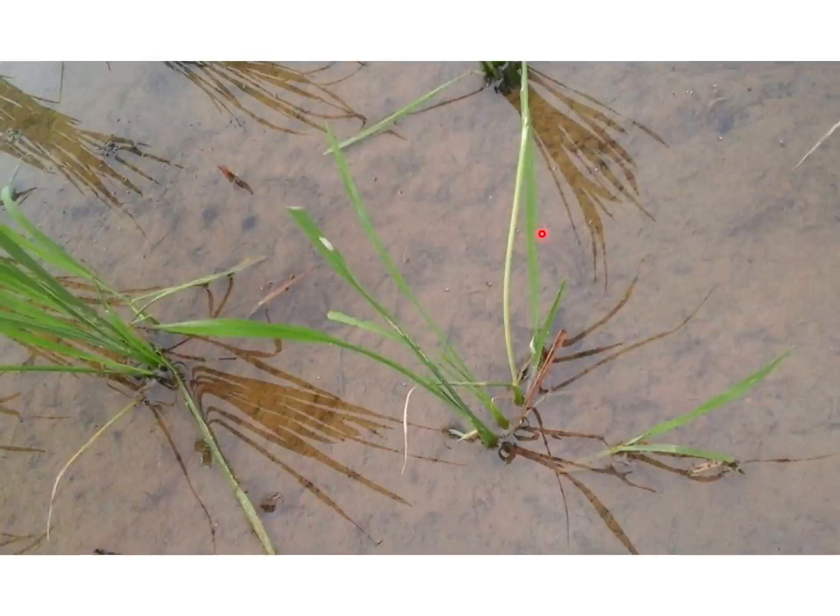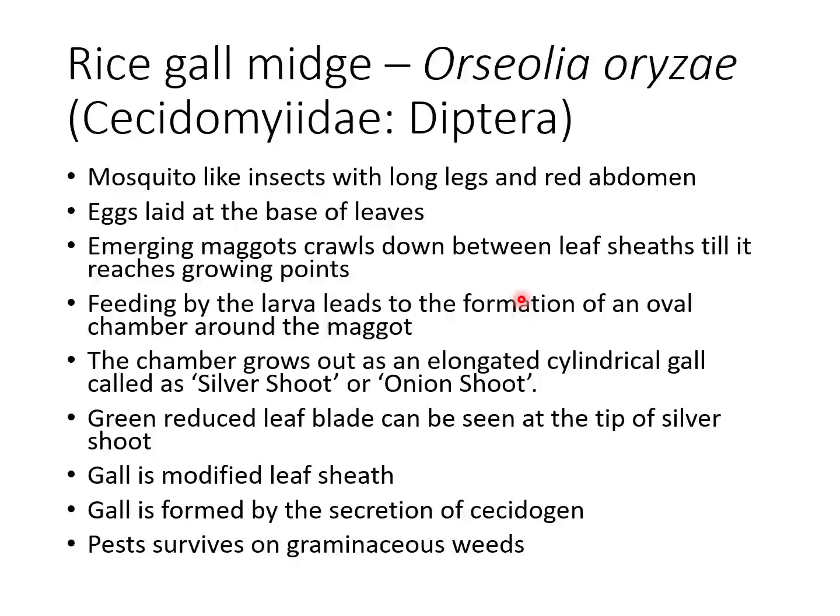You can see once the onion shoot or silver shoot is formed, the growth of the plant is arrested. So it leads to heavy loss in this crop in rice. So this feeding by the larvae leads to the formation of an oval chamber around it. It secretes cecidogen, and because of this chemical, the gall elongates and comes out as silver shoot or onion shoot. At the tip, we can see a reduced leaf blade, and the gall is the modification of the leaf sheath that we have discussed. And the gall midge can survive on gramineous weeds, so weed management is critical for controlling this pest.